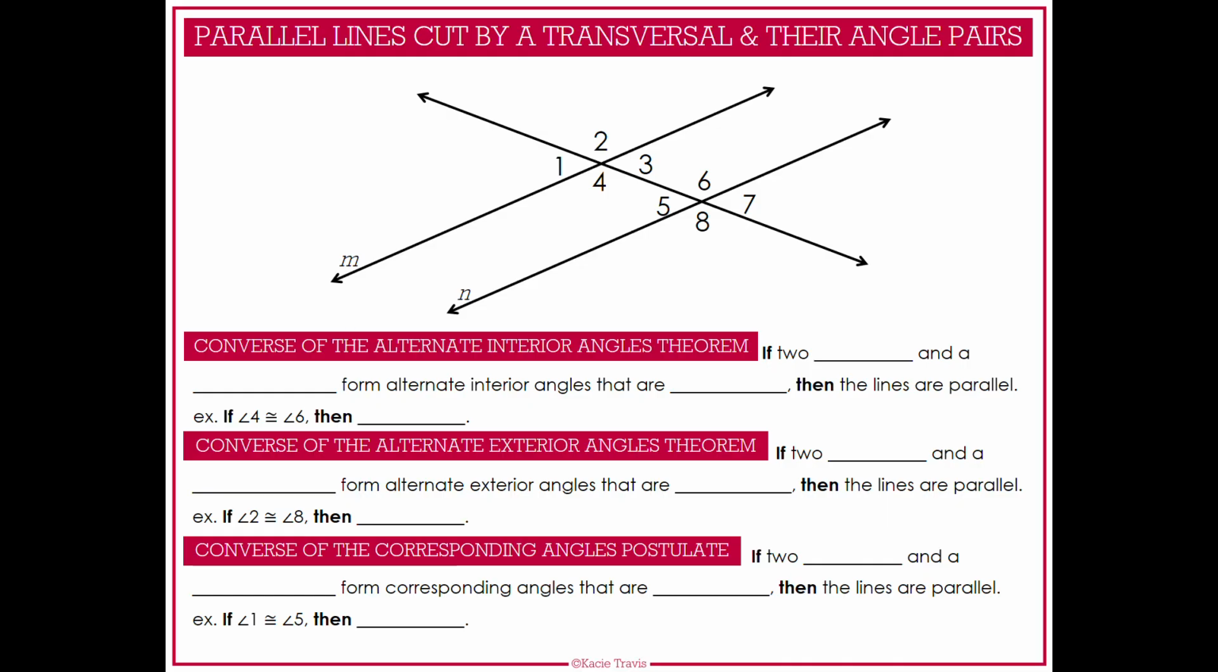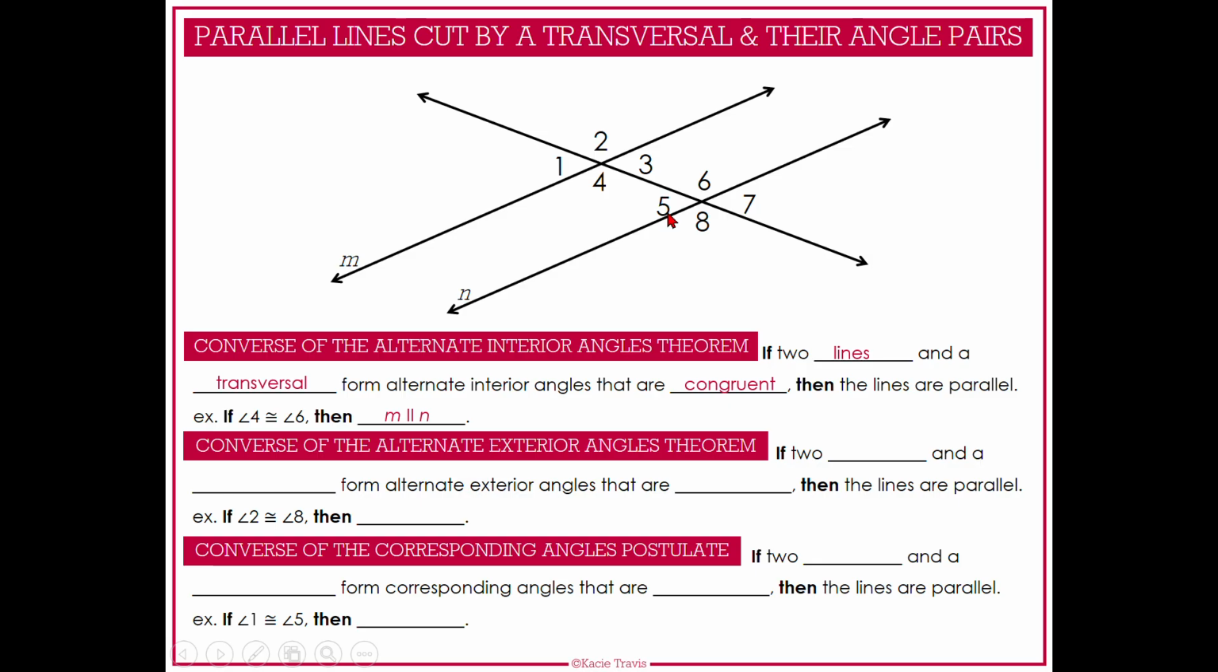So the converse of our alternate interior angles theorem states if two lines and a transversal form alternate interior angles that are congruent, then the lines are parallel. So if I have these two lines here, M and N, and they're both hit by this transversal, if the alternate interior angles are congruent, aka 4 and 6, then that means that line M is parallel to N. So it's important for me to go back and forth between the two. If the angles are congruent, that means that the lines are parallel. If the lines are parallel, that means certain angles are congruent.